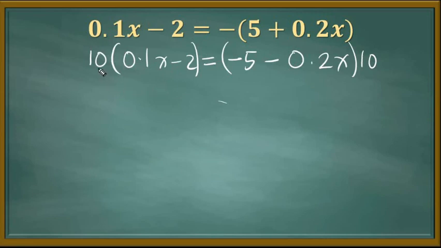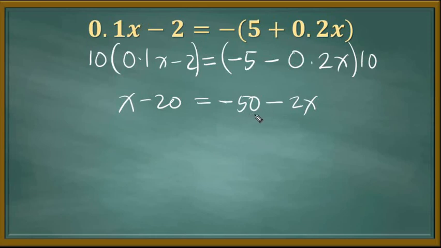the left side becomes, that's 10 times 0.1x, that will become 1x, or simply x. And then 10 times negative 2 is negative 20. The right side becomes, that's 10 times negative 5, that's a negative 50, minus, that's 10 times 0.2x. Again, we move the decimal point once to the right because our multiplier, a power of 10, has 1 zero. Remember that from your grade school days? So that becomes 2x.